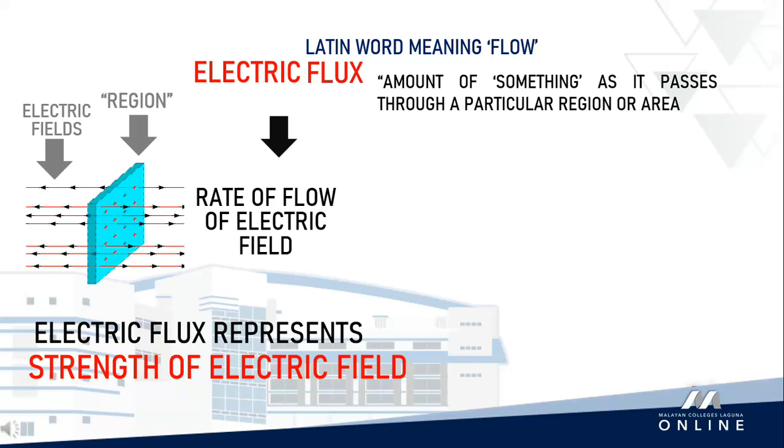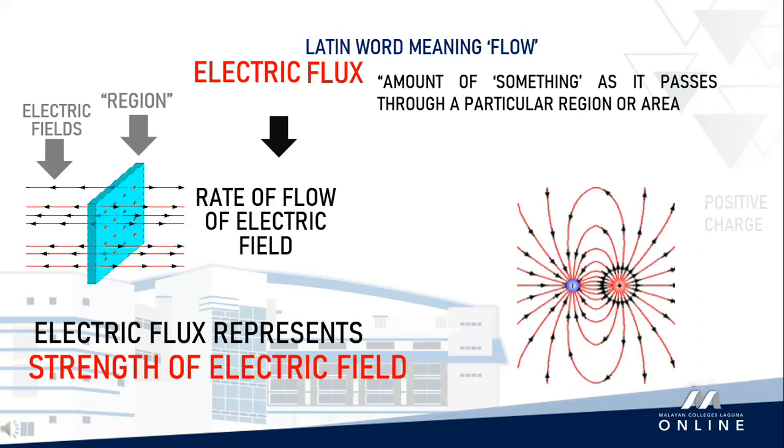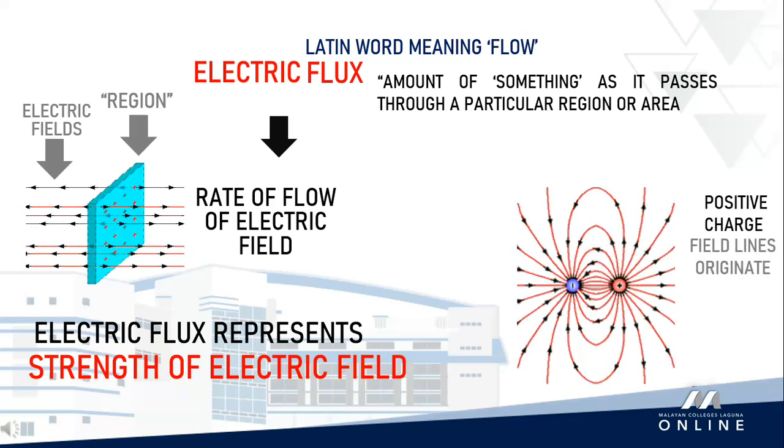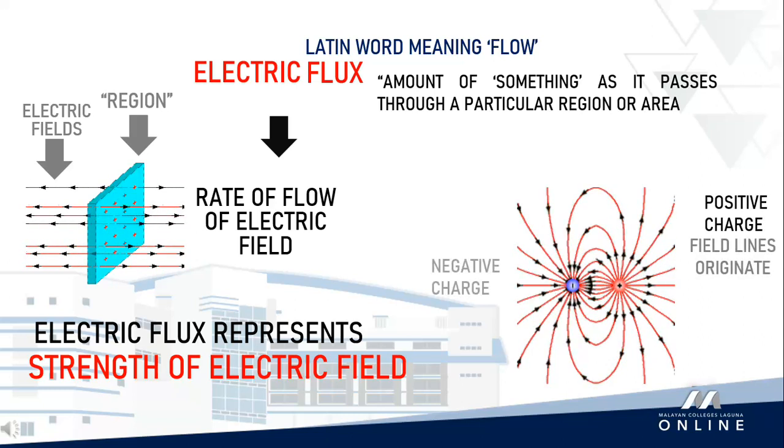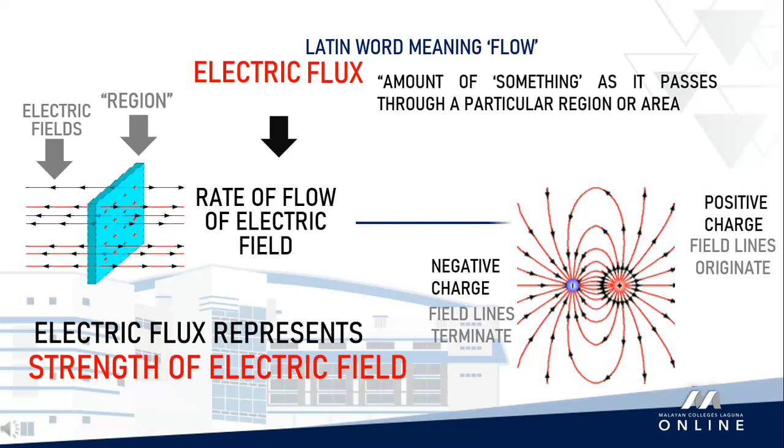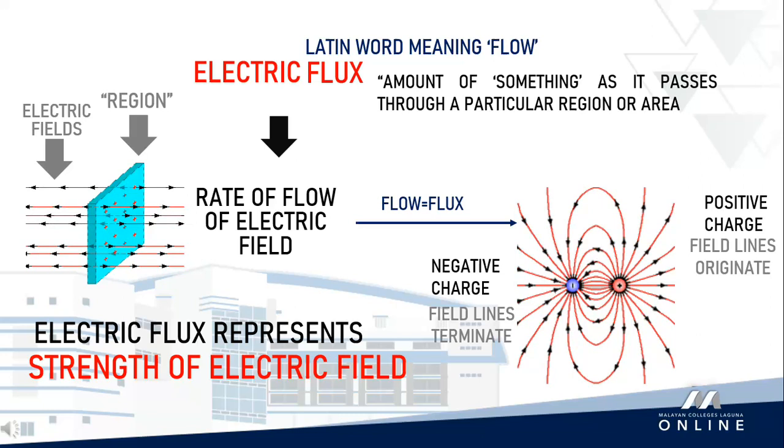Can you remember how electric field lines for both positive and negative charges behave? That is correct. As mentioned in the previous lesson, electric field lines always emerge from a positive charge and end at a negative charge. This represents the distribution of electric flux surrounding a particular charge.